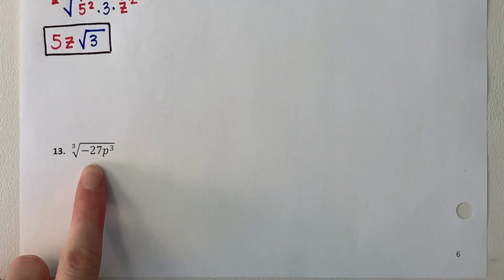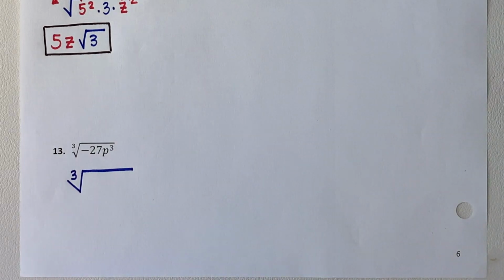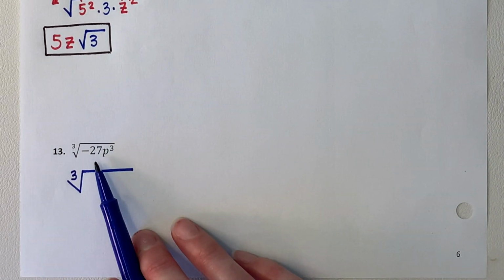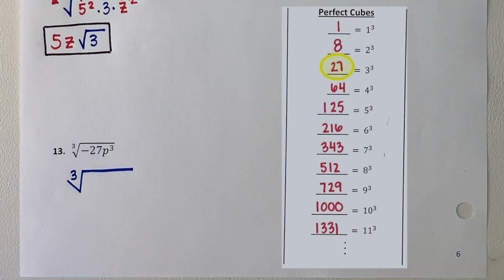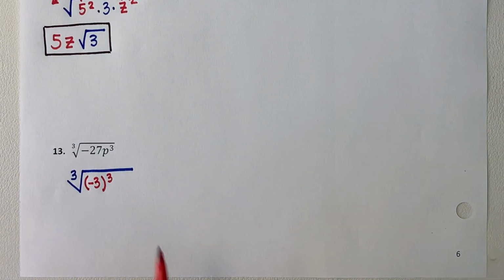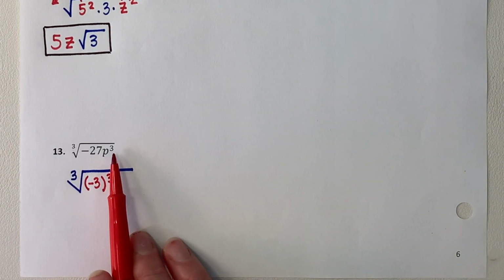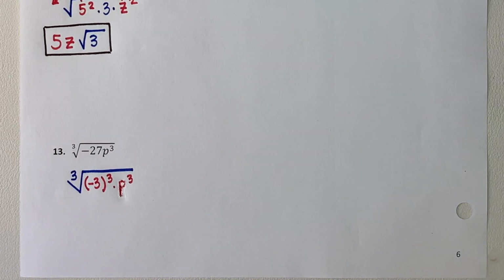Let's take a look at problem number 13. The index is a 3, so that means we're looking for perfect cubes. First, let's focus on negative 27. Is negative 27 a perfect cube? Yes, it is. Negative 27 is a perfect cube because we can write negative 27 as negative 3 cubed. Then let's look at the variable. Is p cubed a perfect cube? Yes, because it's already perfectly written as some quantity cubed.